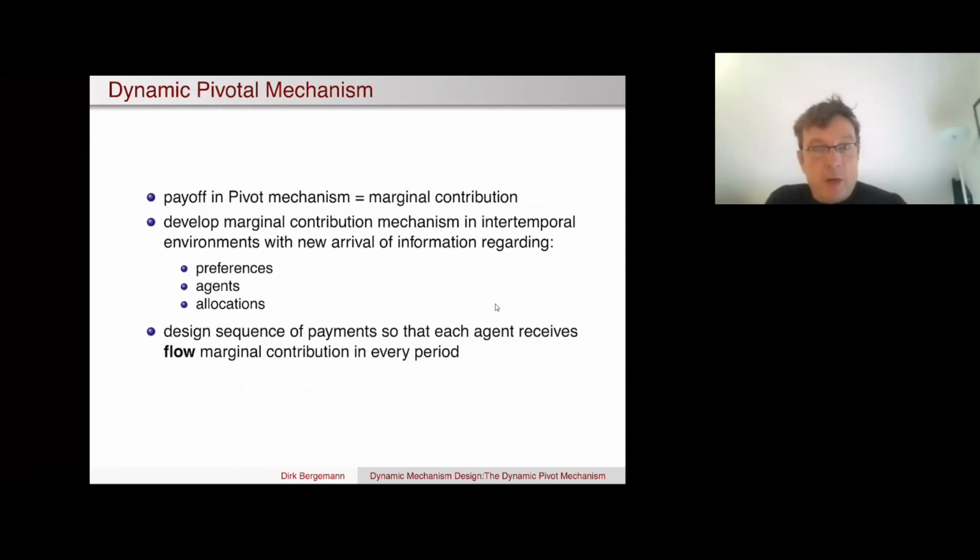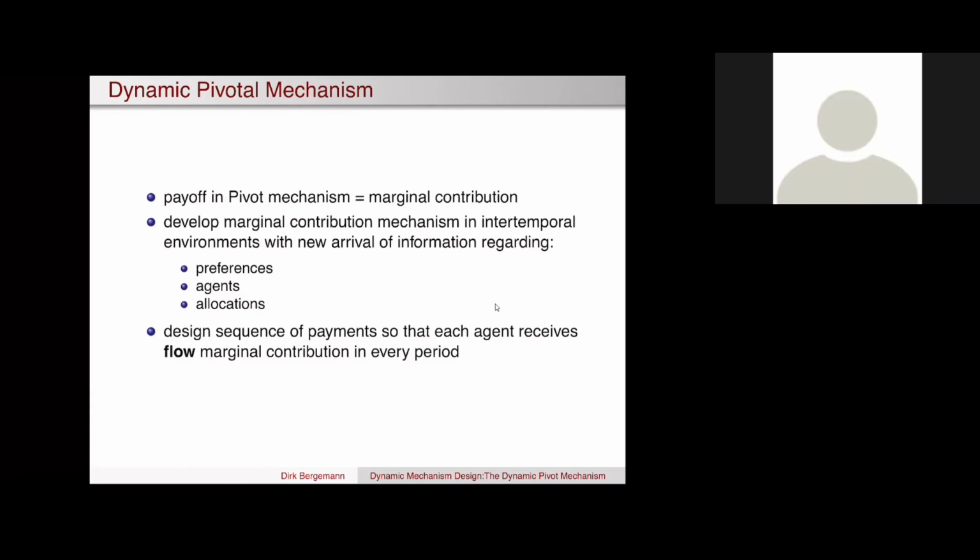And so when we speak about the dynamic pivot mechanism today, it is precisely that objective: we want to implement a mechanism that gives every agent his marginal contribution, but now of course it's the marginal contribution to the entire intertemporal environment, okay? And we want to consider a broad class of intertemporal environments where we have new information arriving, both with respect to preferences, with respect to the participating agent, and with respect to the allocation that are available.